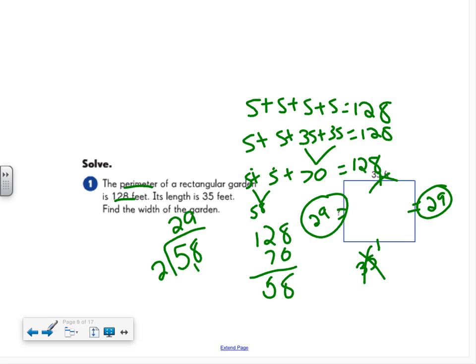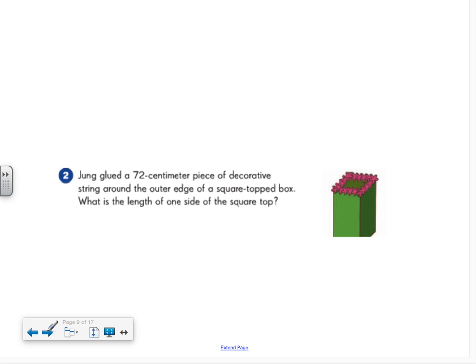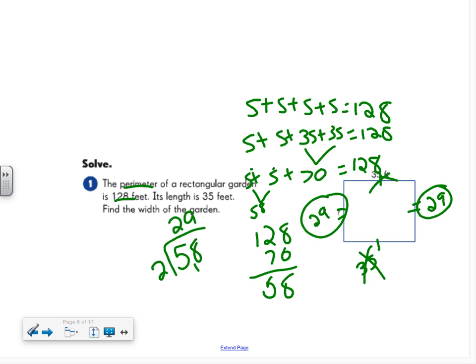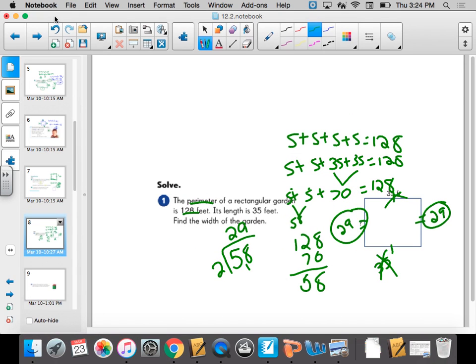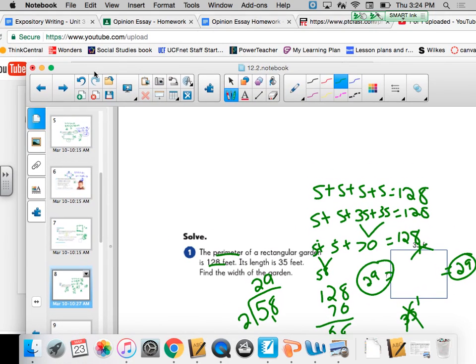Okay? All right. What we're going to do is I'm going to have you pause right now, and there's going to be another video up after this one about kind of the same thing, but how to find, instead of working backwards from the perimeter, how to work backwards from the area. Okay? So check that one out in Google Classroom, and hopefully this is helping you.